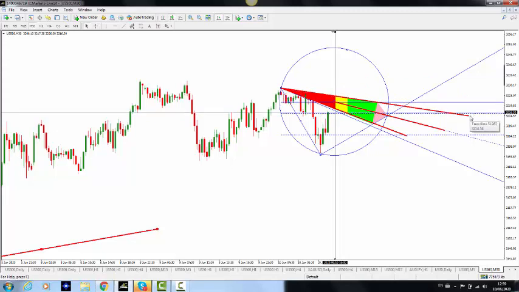So we've only got three levels that we're looking for, and ideally if this market is to reverse, the yellow area is the best point for the reversal. So we just let that sit on the chart and we can come back to that later.